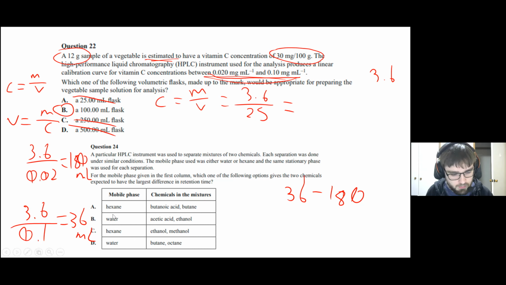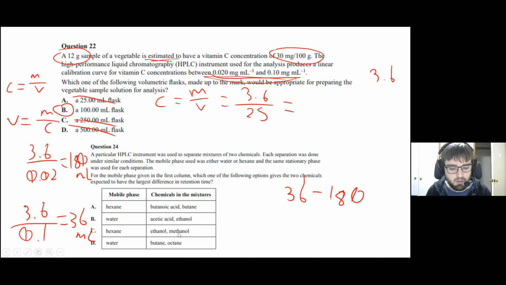So if we have a look through them, the first one here, butanoic acid is quite polar. Carboxylic acids are quite polar there. Butane is an alkane, it's completely non-polar. So I'd say there's probably going to be a pretty good separation there. Next one, acetic acid is quite polar. Ethanol is quite polar. Carboxylic acids and alcohols are both polar. So we would expect no separation there, or we would expect some separation, but not a whole lot. Same here, ethanol, methanol, both polar.